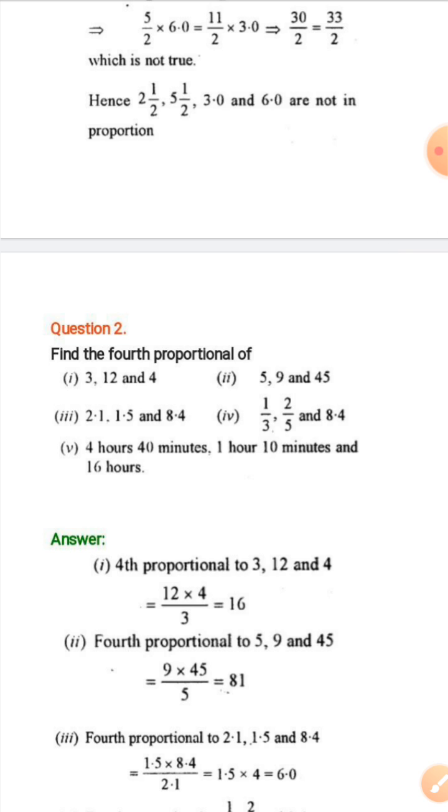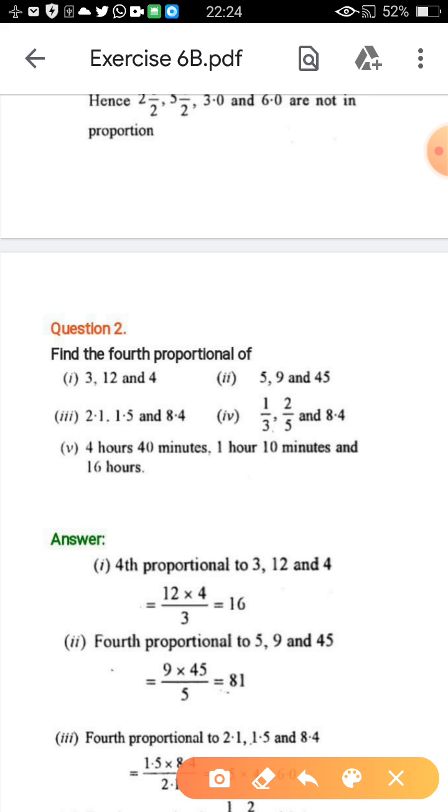Find the fourth proportional of. We have to find the fourth proportional. We are given here the 3 quantities. See, in each case we are given only the 3 quantities. We have to find the fourth one. Okay, so the fourth one is not given. So I will take the first one then.